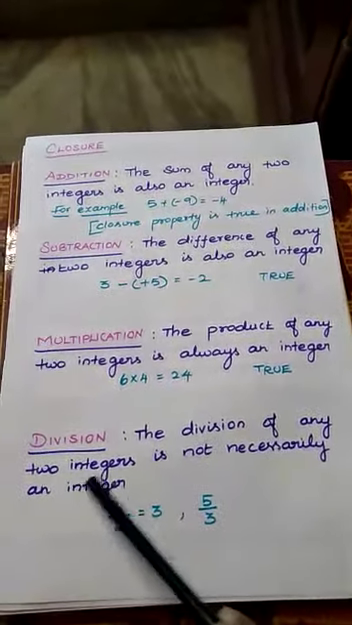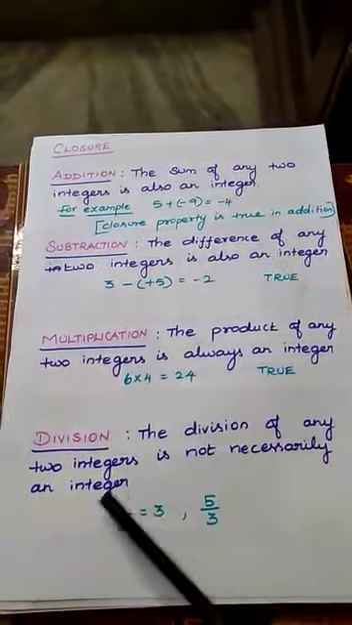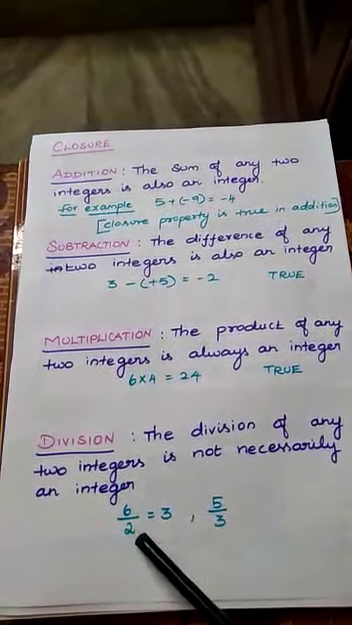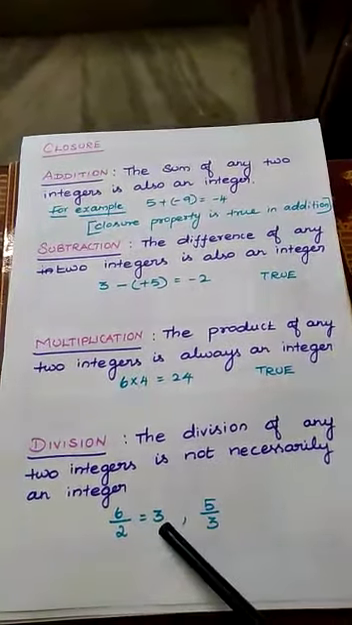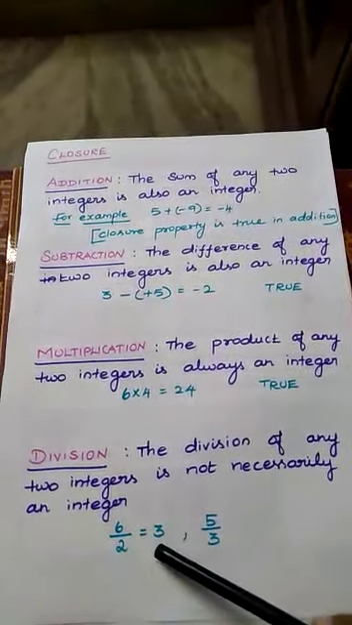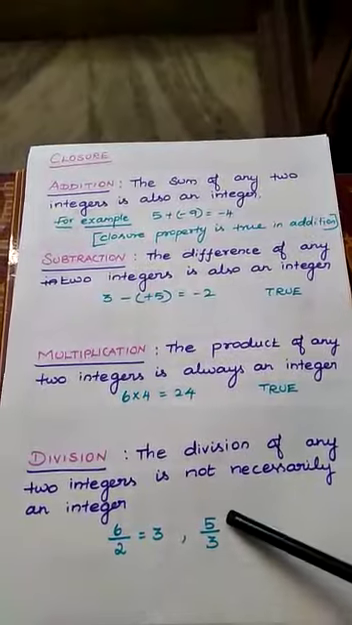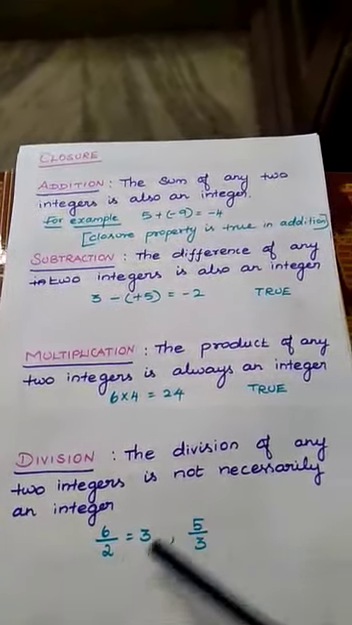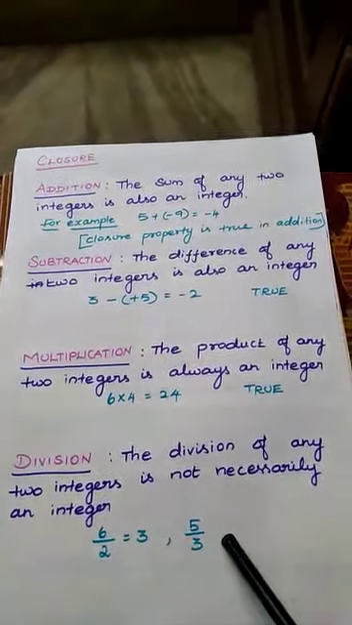The last one is division. The division of any two integers is not necessarily an integer. Take any two numbers, 6 by 2. The answer is 3. Another pair, 5 and 3. 6 by 2 is equal to 3, and 3 is an integer. 5 by 3, we can't divide the value evenly. It is a rational number only. So sometimes we get an integer, sometimes not an integer. Okay.